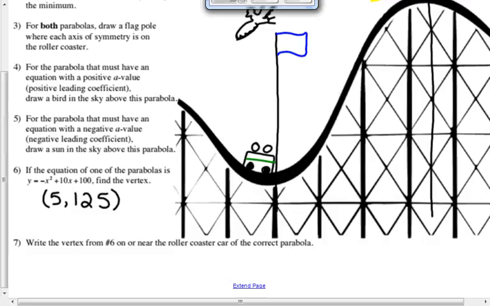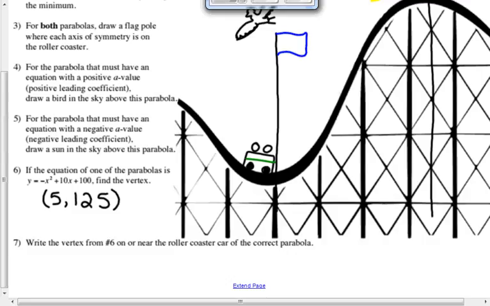Your vertex should match the one that I have written on our board, (5, 125). If it doesn't, get with a buddy that did get that number, and let's see where you went wrong. Last problem. Write the vertex from number 6 on or near the roller coaster of the correct parabola. Well, in order to figure out whether this is the one on the left or the one on the right, I'm going to have to look back at the problem. If I look back at the problem, I notice that my leading coefficient is a negative number.